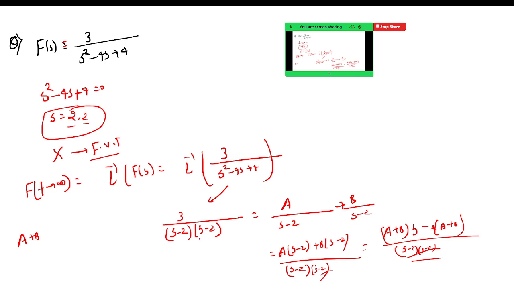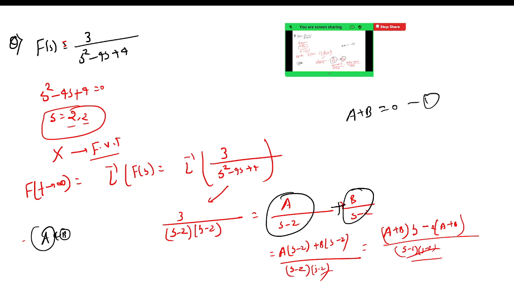Finally, while doing this, you can calculate the values of A and B. Once you calculate the values of A and B, you will be substituting the values over here, and again you will be calculating the Laplace inverse of this particular thing. So let's see what will be the value of A plus B over here. I want to calculate the value of A plus B. So your A plus B is equal to 0.